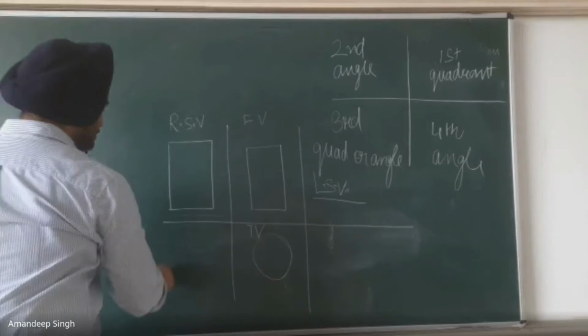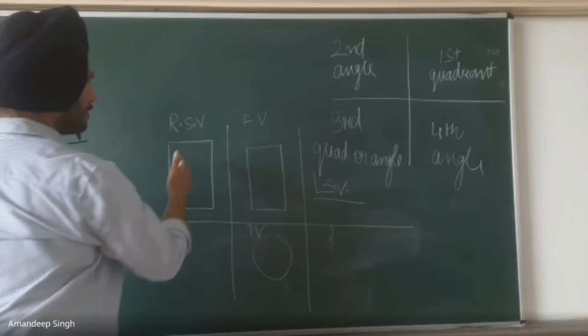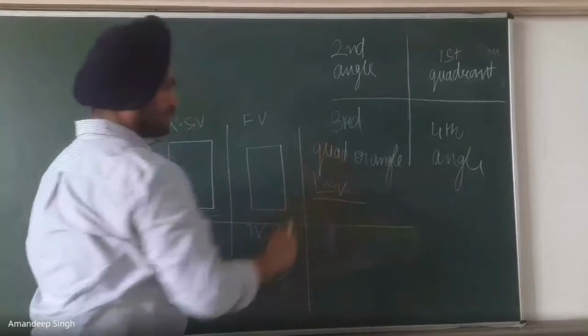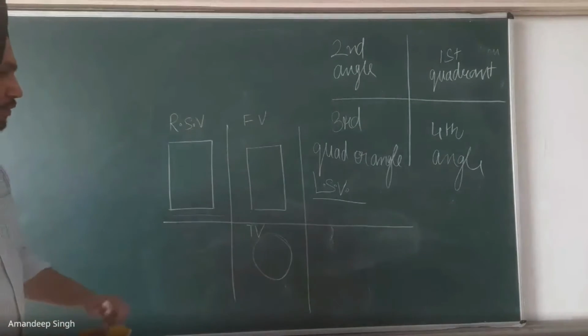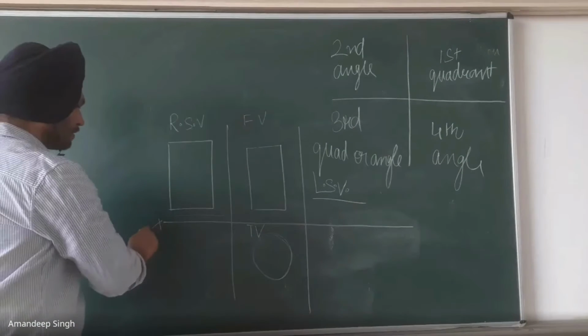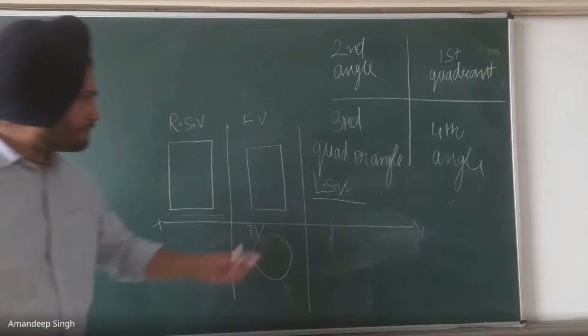First angle projections: the right side view is to the left side of the front view. The left side view is to the right side of the front view. The front view is above the reference line XY. The right side view is also above the reference line. The left side view is also above the reference line.